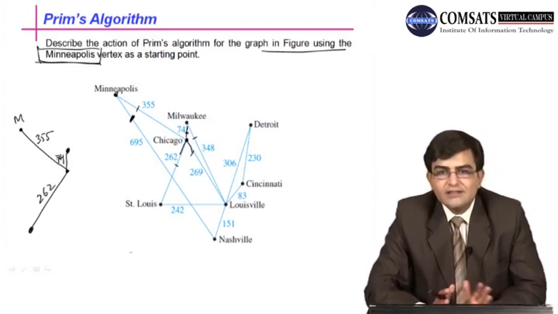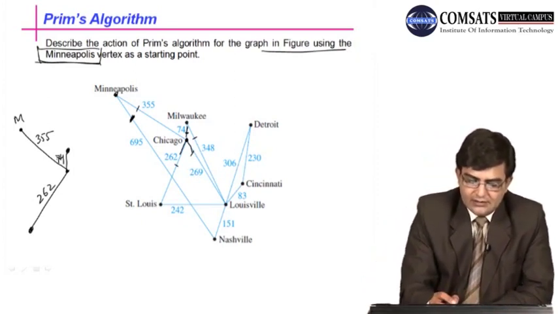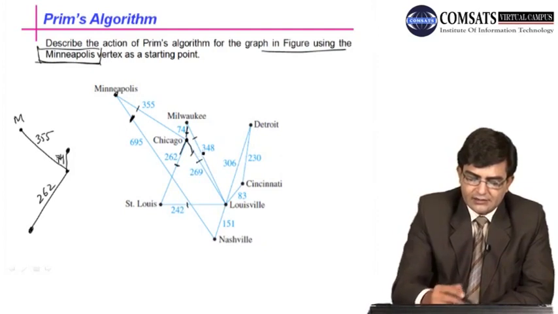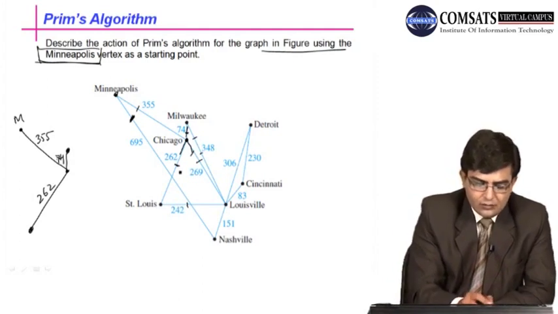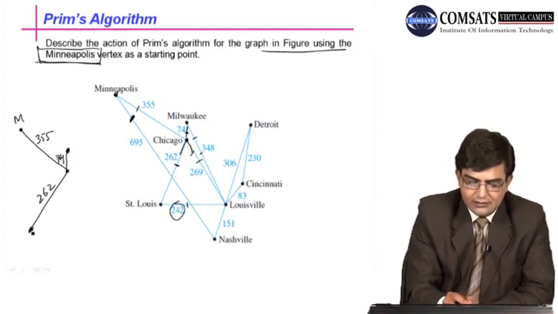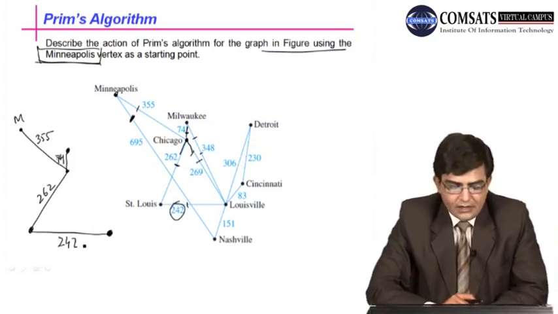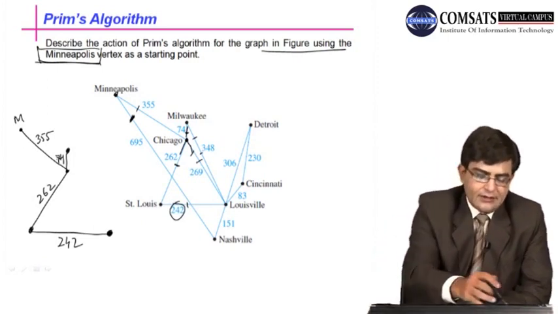Now we see all these vertices and the edges connected to these vertices, and we find the minimum weight. So this one is connected to this one, which has 242, and then we have 262, 269, 348 and 695. So the minimum weight among all these edges is 242. So we connect St. Louis with Louisville. So 242, we connect this. Still we don't have any circuit in this connection.